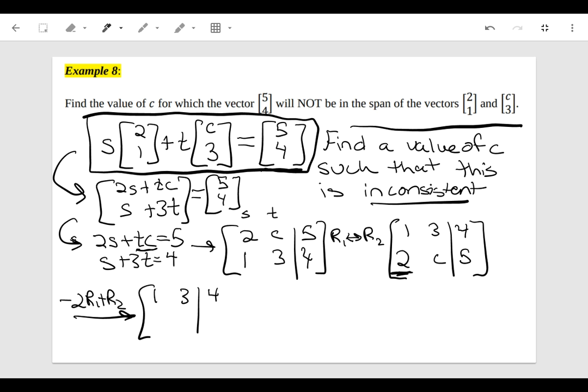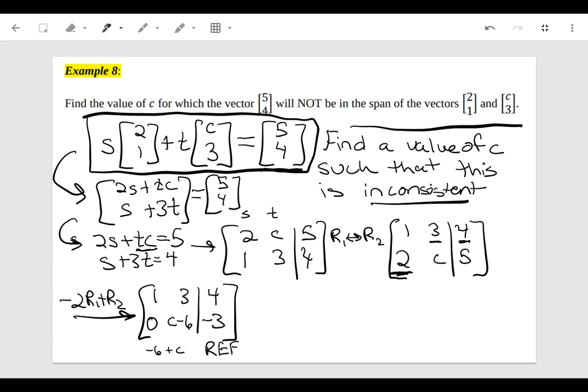So that'll give us, let's see, -2 plus 2, so that's 0. -2 times this will be -6 plus C. So I'm going to write that as C minus 6. I mean, I said -6 plus C, but these expressions always look nicer with a positive term in front. And then -2 times this, so that's -8 plus 5, so -3. Okay, so this thing's now in reduced echelon form.